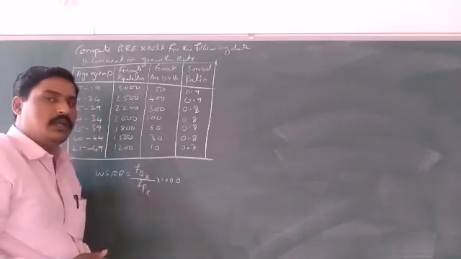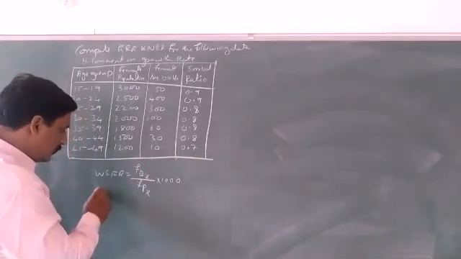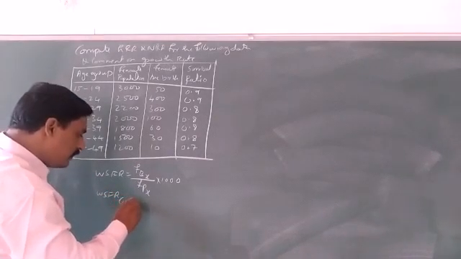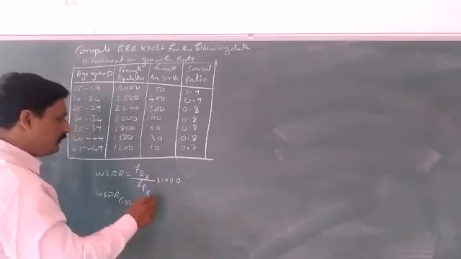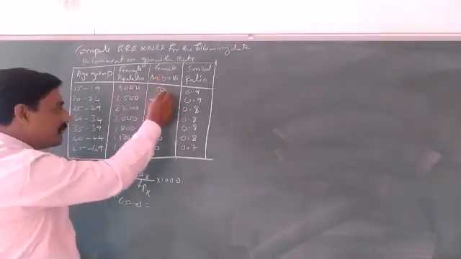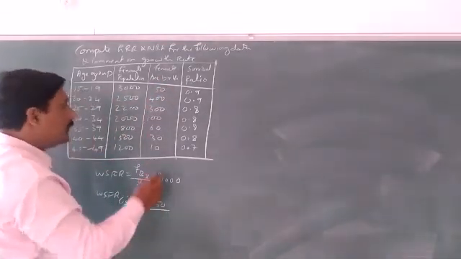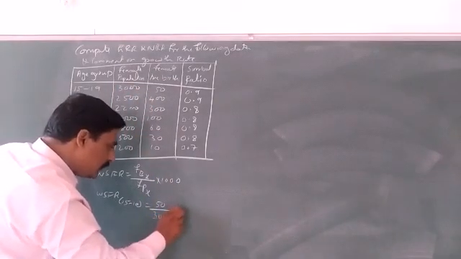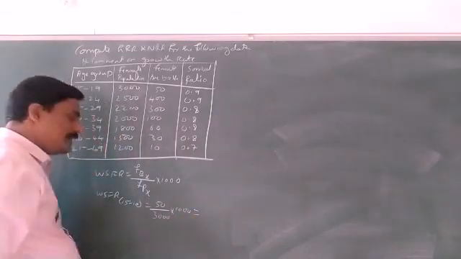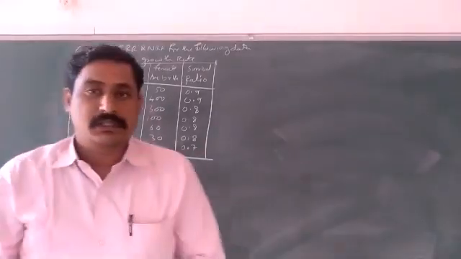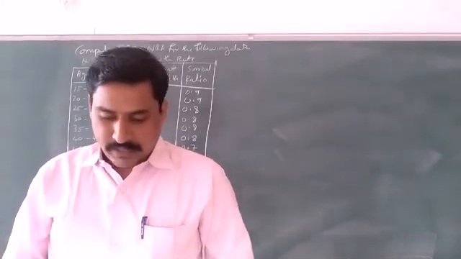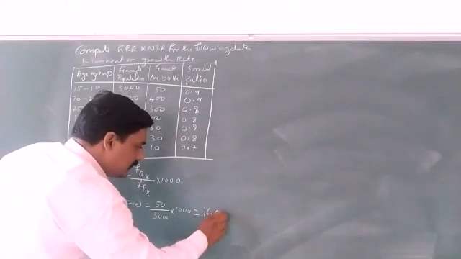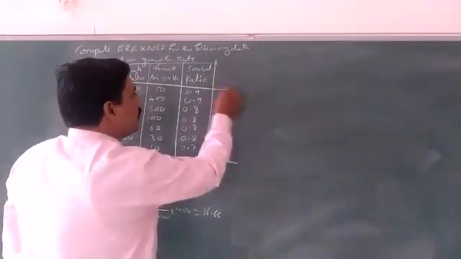Otherwise, write the formula in full. So here, first for age group, WSFR for age group 15 to 19. So 15 to 19 female laborers are 50 divided by female population 3000 into 1000. So here WSFR for the first age group 15 to 19 is 16.66. That I write here in the table.